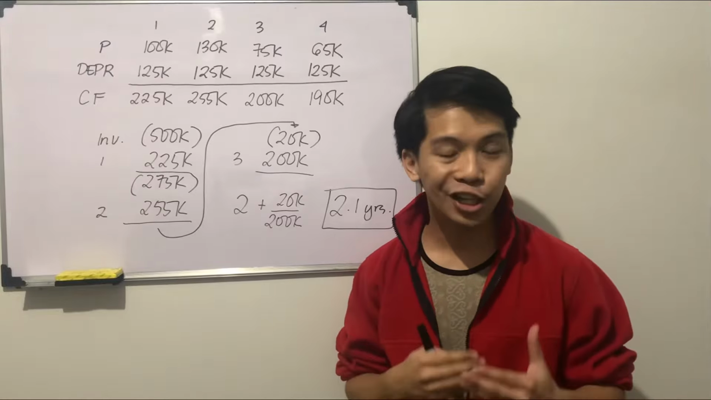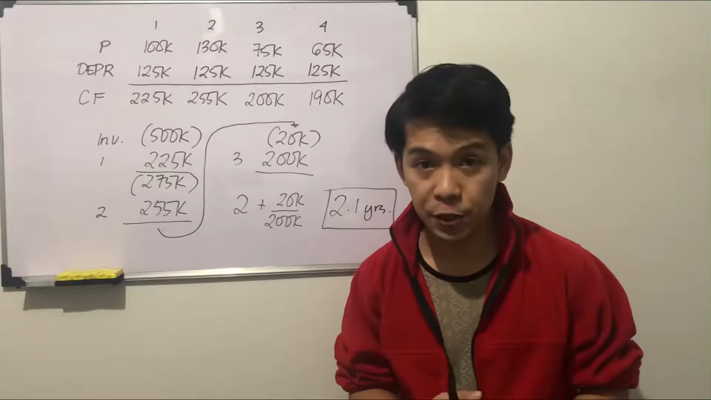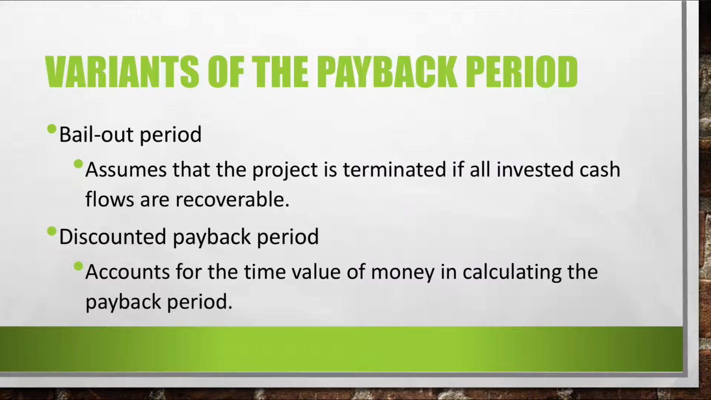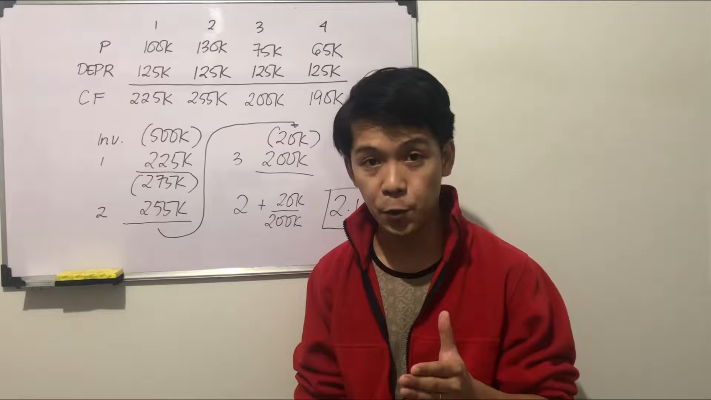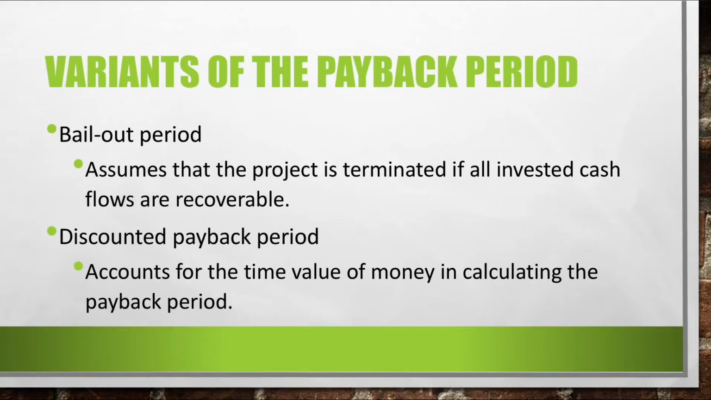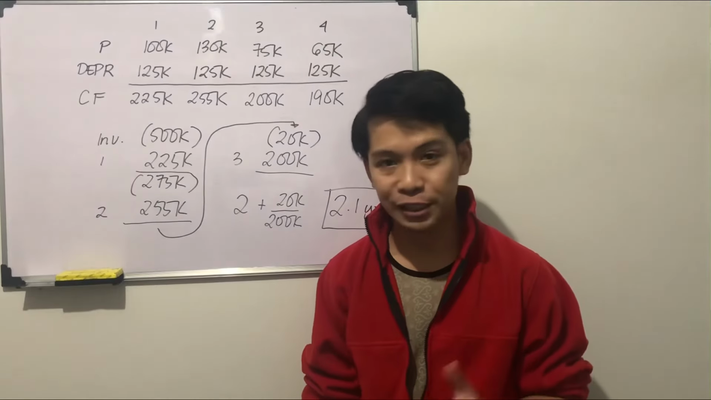What we have calculated is the traditional payback period. There are also other variants of the payback period. This includes the bailout period. This assumes that the project is terminated if all invested cash flows are recoverable. In that case, we're going to consider the salvage value, if applicable. 2, we also have the discounted payback period. This accounts for the time value of money in calculating the payback period. In such a case, we would need present value factors.